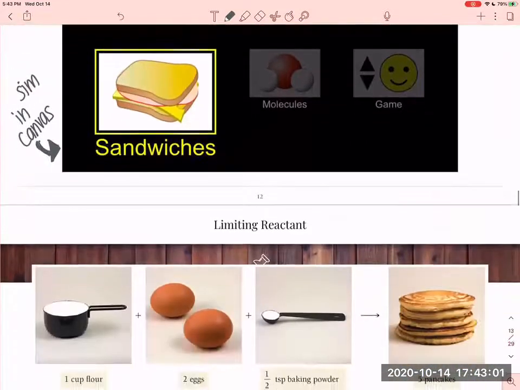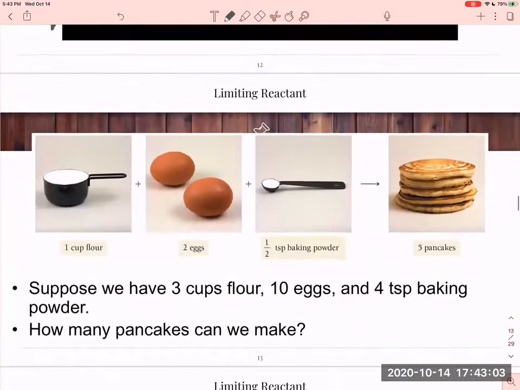So what is a limiting reactant? Let's go back to our pancakes, shall we? You remember our pancake recipe, that's like our chemical reaction. Suppose though that instead of just giving you 8 eggs like we did in the last video, I give you an amount of all 3 of my reactants. I look in the cabinet and I find I have 3 cups of flour. You check the fridge, we have 10 eggs. And then I look in the cabinet again and I find we have 4 teaspoons of baking powder.